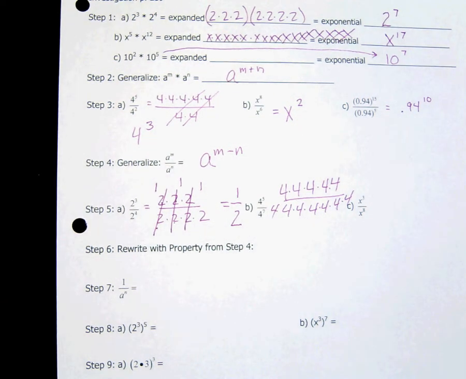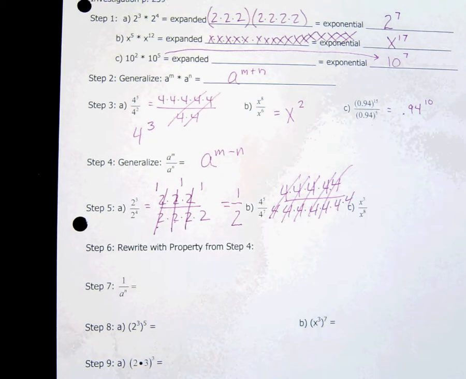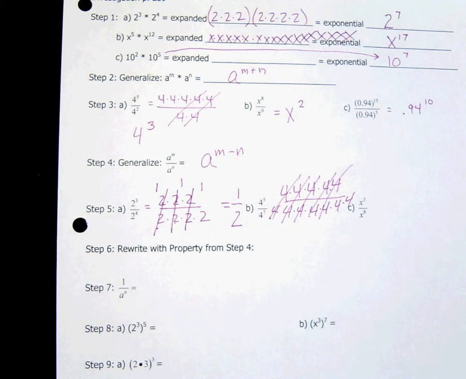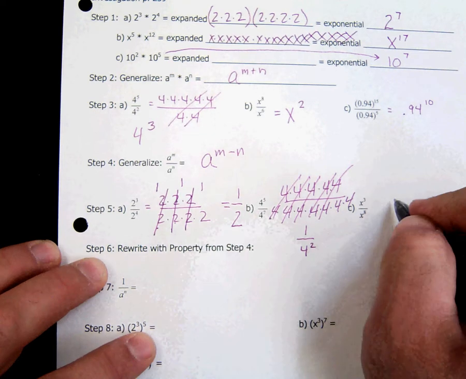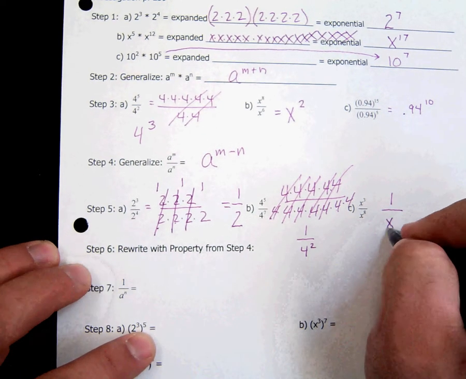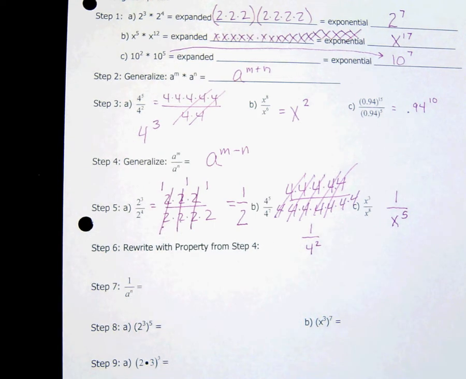So we start canceling things. These cancel, these cancel, these cancel, these cancel, these cancel. How many are left and where? 2 are left on the bottom. So it would be 1 over 4 squared. 1 over x to the 5th. And basically, you're just left with that part being in the denominator instead of the numerator.